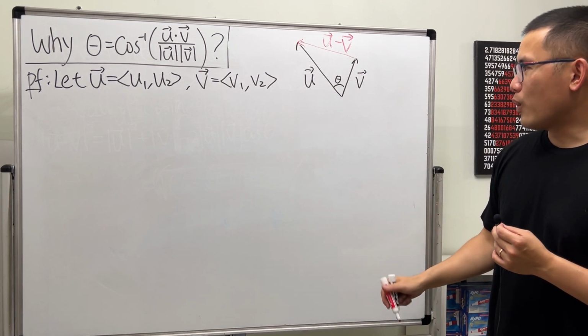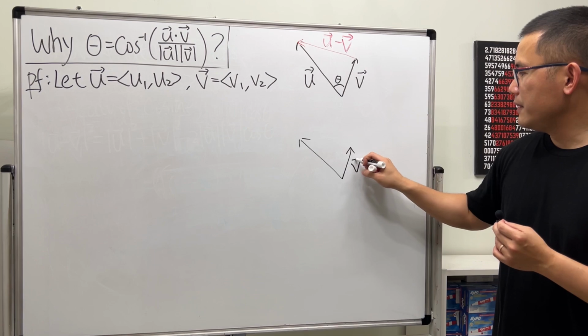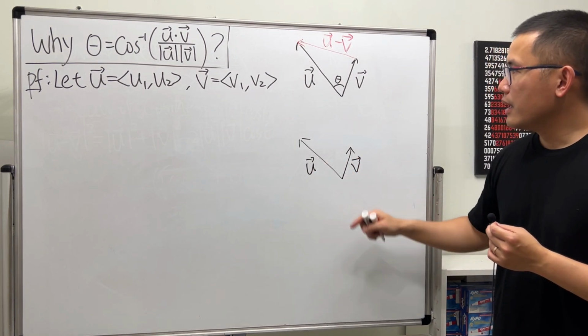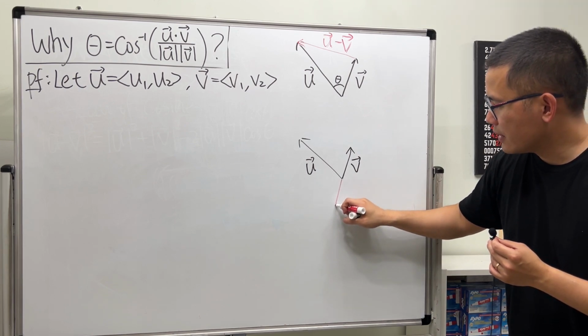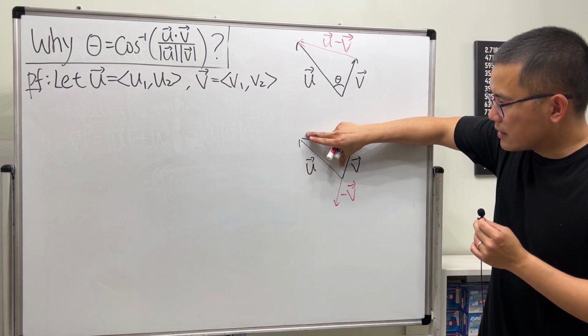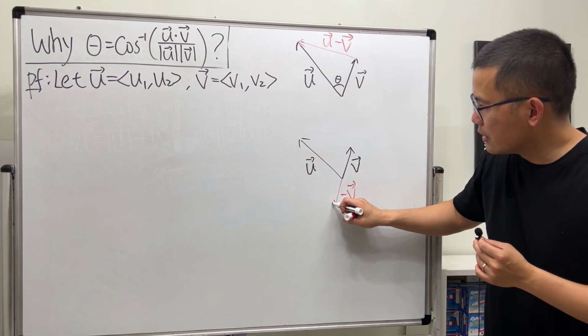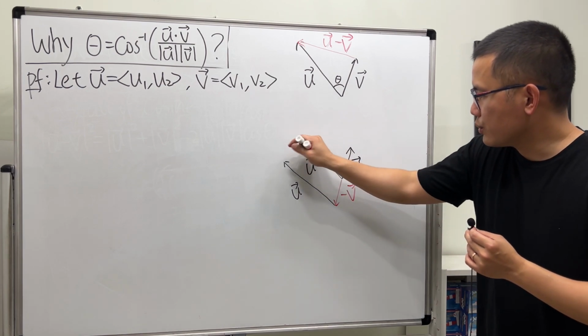And just to review why, here is a quick idea. So we have v, and then this is u. Negative v means that we just turn this to the other way, right? So we have negative v here. And then this is vector u. We can move it down here. So this right here is still u. And then we can move this to here.